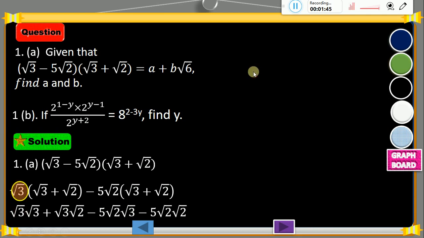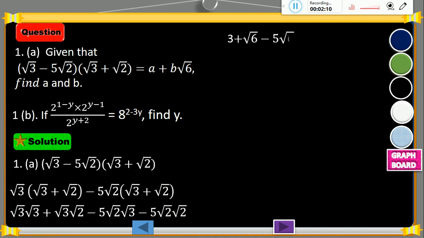That will multiply the inner bracket to give us this. Next, this will multiply the first bracket to give us that. Then that will multiply that to give us the next term. And finally, this will multiply this to give us this particular term. And then we simplify that.